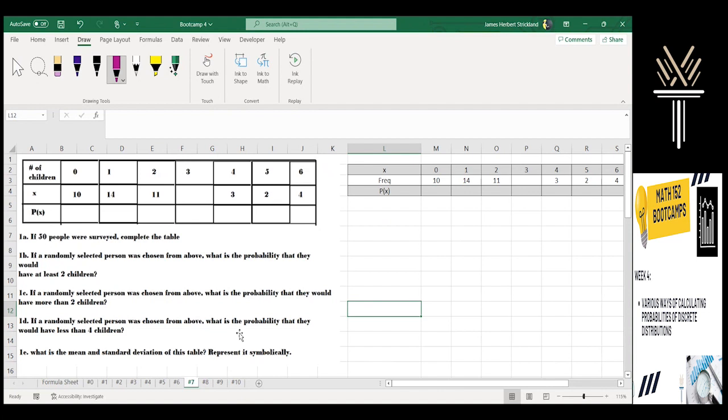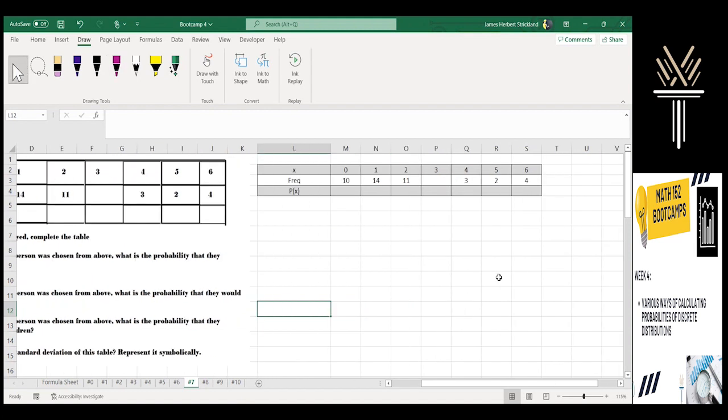Okay, 50 people were surveyed, complete the table. If we go through and look at the table, we can see by adding them up that there are, in fact, 44. And so if there are 50 total, then we just know that the missing number is the amount to make it whole. And so we can see that there are 6 people missing. If I highlight it again, look down here, I can see that the total sum of the frequency is 50.